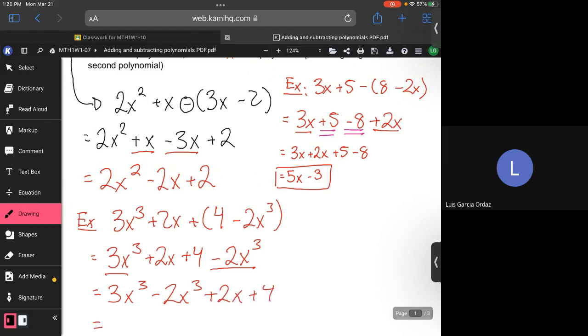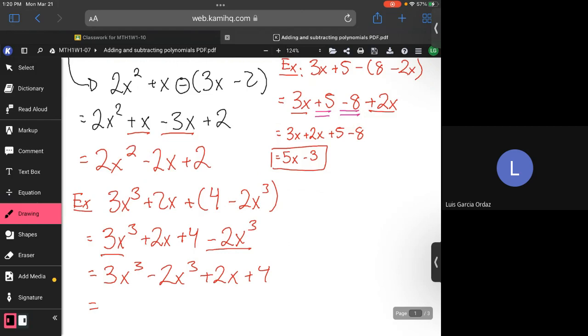So what would my final answer be? Kareem? 1x to the power of 3 plus 2x plus 4. Perfect. Kareem, you're on fire today. Oh, that's our signature. So yeah, the reason why I did like terms first is so that this becomes easier for all of you to do.